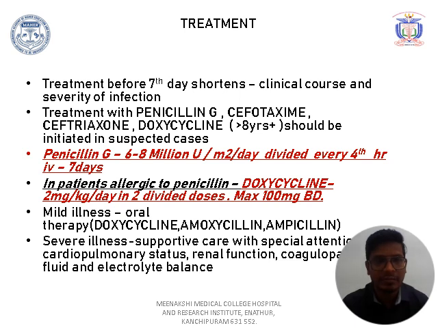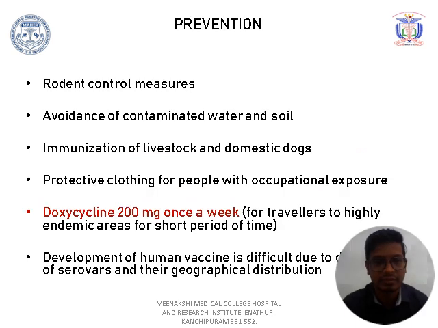Treatment before the seventh day decreases the clinical course and severity of illness. Treatment with penicillin G, cefotaxime or doxycycline should be initiated in suspected cases. In patients with penicillin allergy, doxycycline can be used. For mild illness, you can use doxycycline, amoxiclav and ampicillin. In severe cases, give supportive care with special attention to cardiopulmonary status, renal function, coagulopathy, and fluid and electrolyte imbalance.